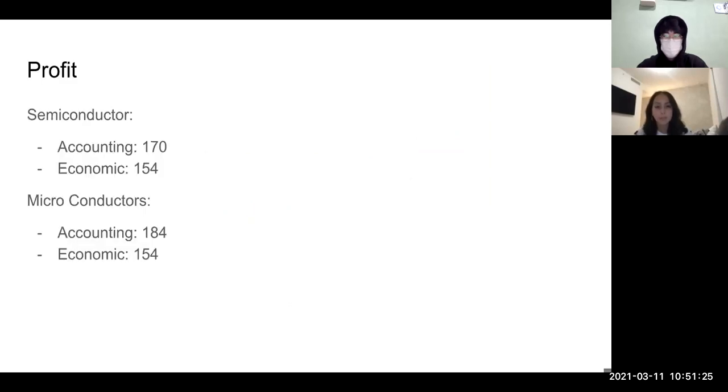And lastly, in relation to whether you should produce semiconductors or microconductors, the profit is as follows. Profit for semiconductors: accounting 170, economic 154, and for microconductors: accounting 184, and economic 154. For the semiconductors and the microconductors, the economic profit is the same, but the accounting profit for the microconductors is a bit bigger, by 40 million.